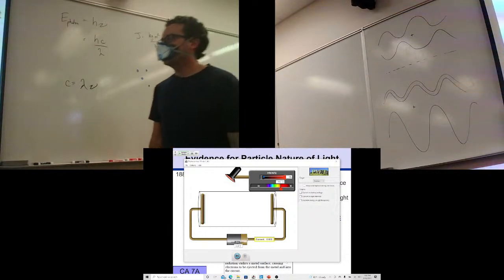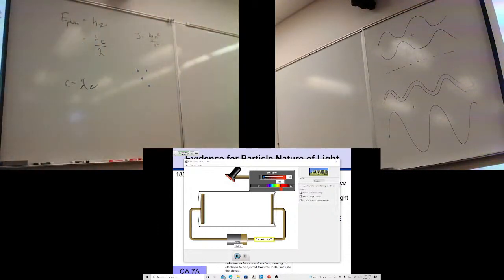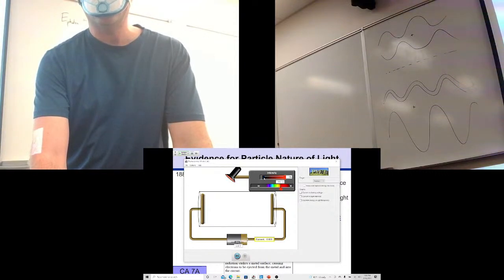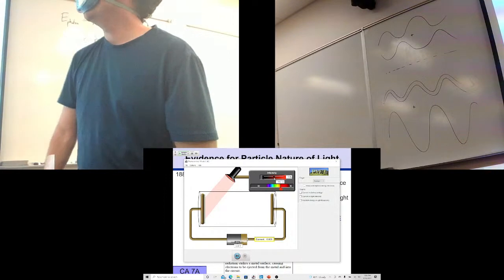So what you're seeing here is a setup for the photoelectric effect. We've got a piece of metal right here on this electrode, and this metal is currently sodium. And we're going to shine a light onto that piece of metal. So I'm going to turn up the intensity of this orangish red light. So there's a 50% intensity.